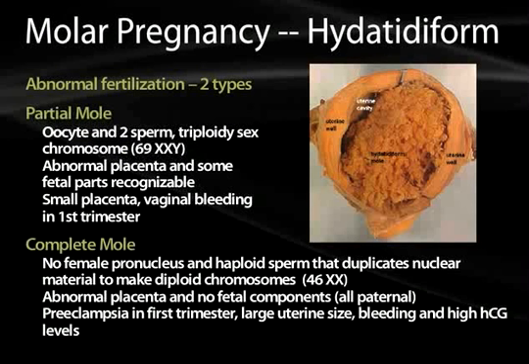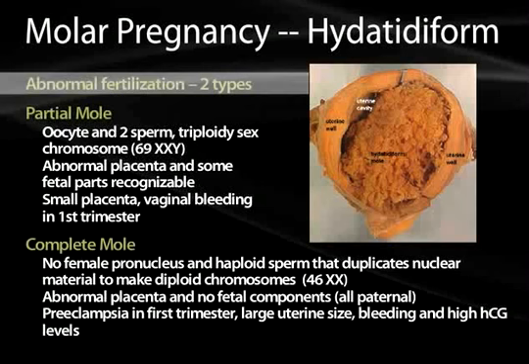Let's discuss this by looking at some of the things that are important in a molar pregnancy. These are high-yield points for your preparation for the USMLE. What is a hydatidiform mole? Well, it's basically a malformed placenta which happens as a result of abnormal fertilization, and there are two basic types.